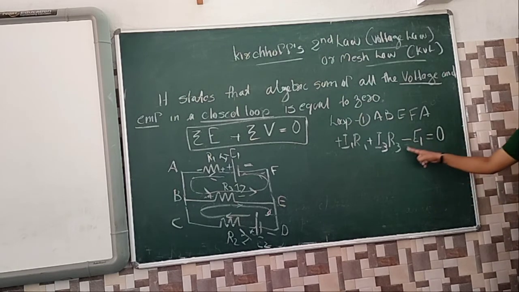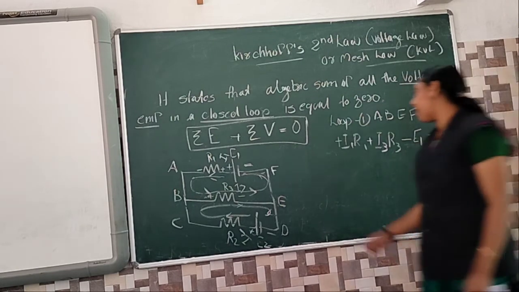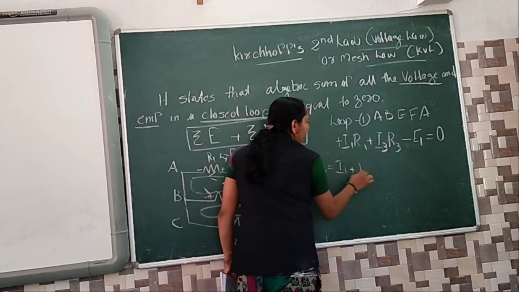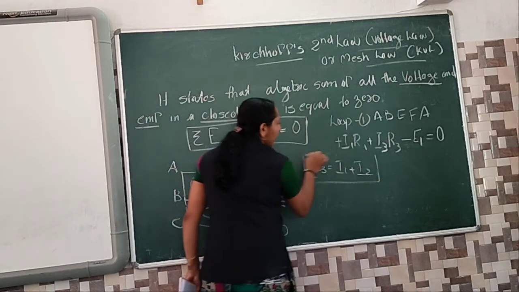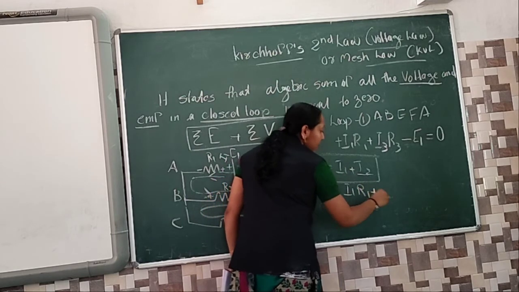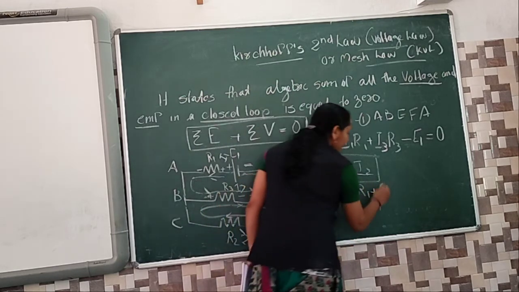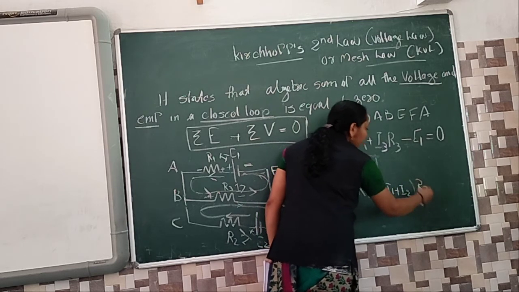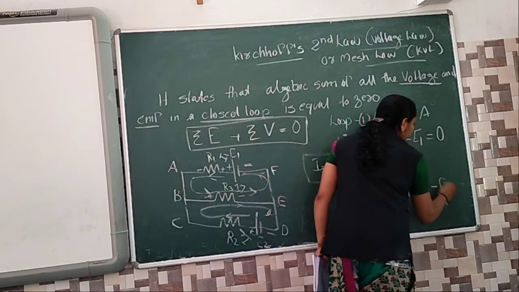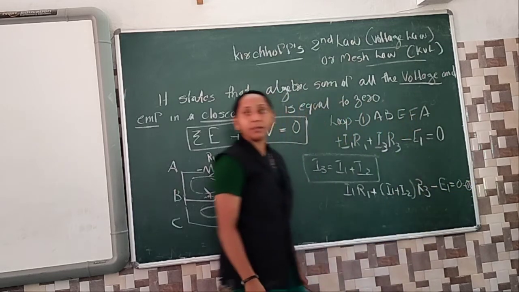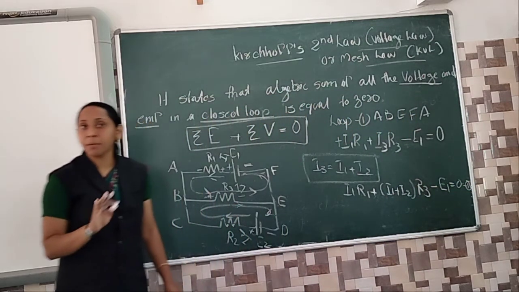Yes. So what is I3? That is our next step. What is I3? I3 equal to I1 plus I2. So I can replace this one. I1 R1 plus I3, written as I1 plus I2, times R3, minus E1 equal to 0. This is equation number 1. Clear? Did you understand well?